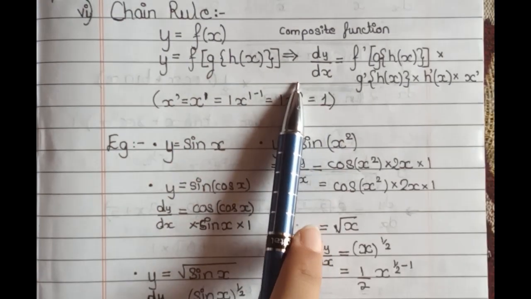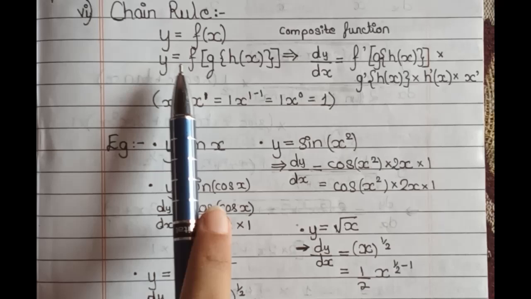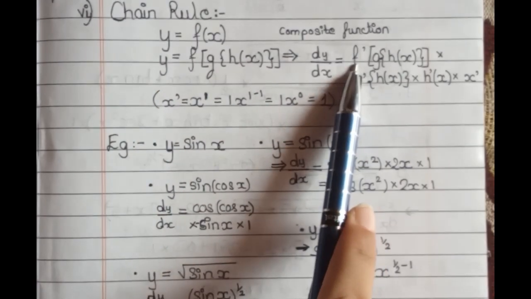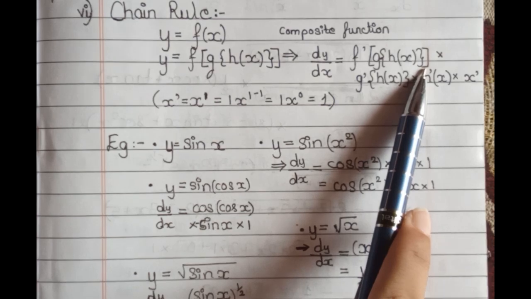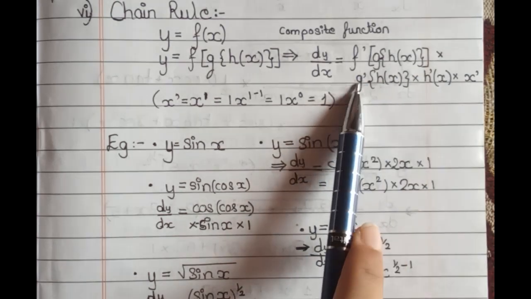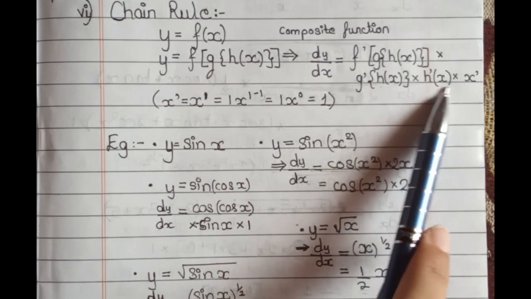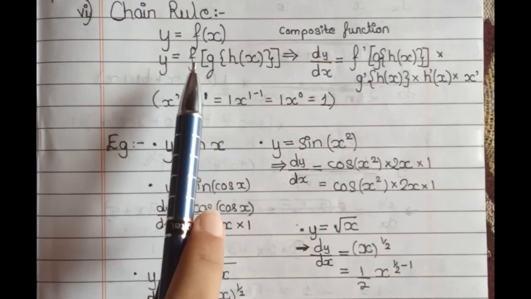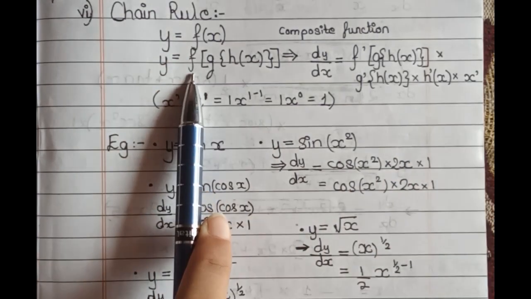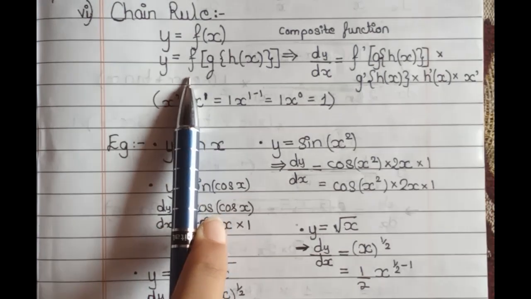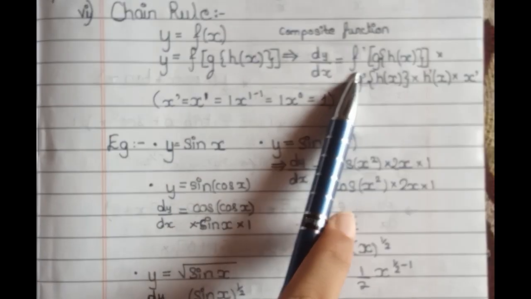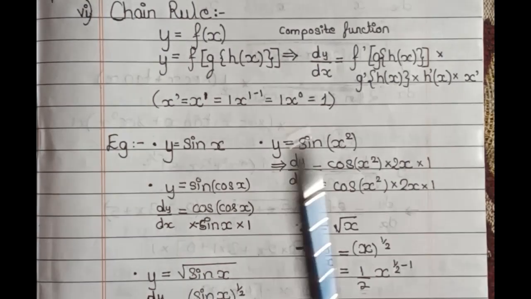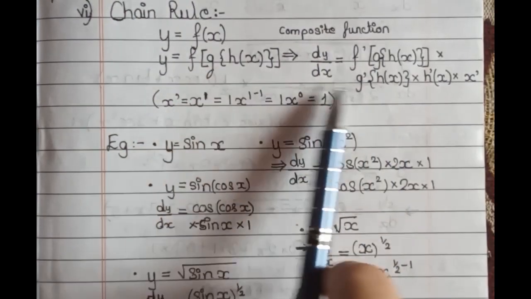So dy by dx is equal to, first start from outer and go to inner. So f' of g(h(x)) into g' of h(x) and then h'(x) into x'. So basically we first differentiated the f function, the outer function, which is f', keeping the inner constant. Then we differentiated the second one.